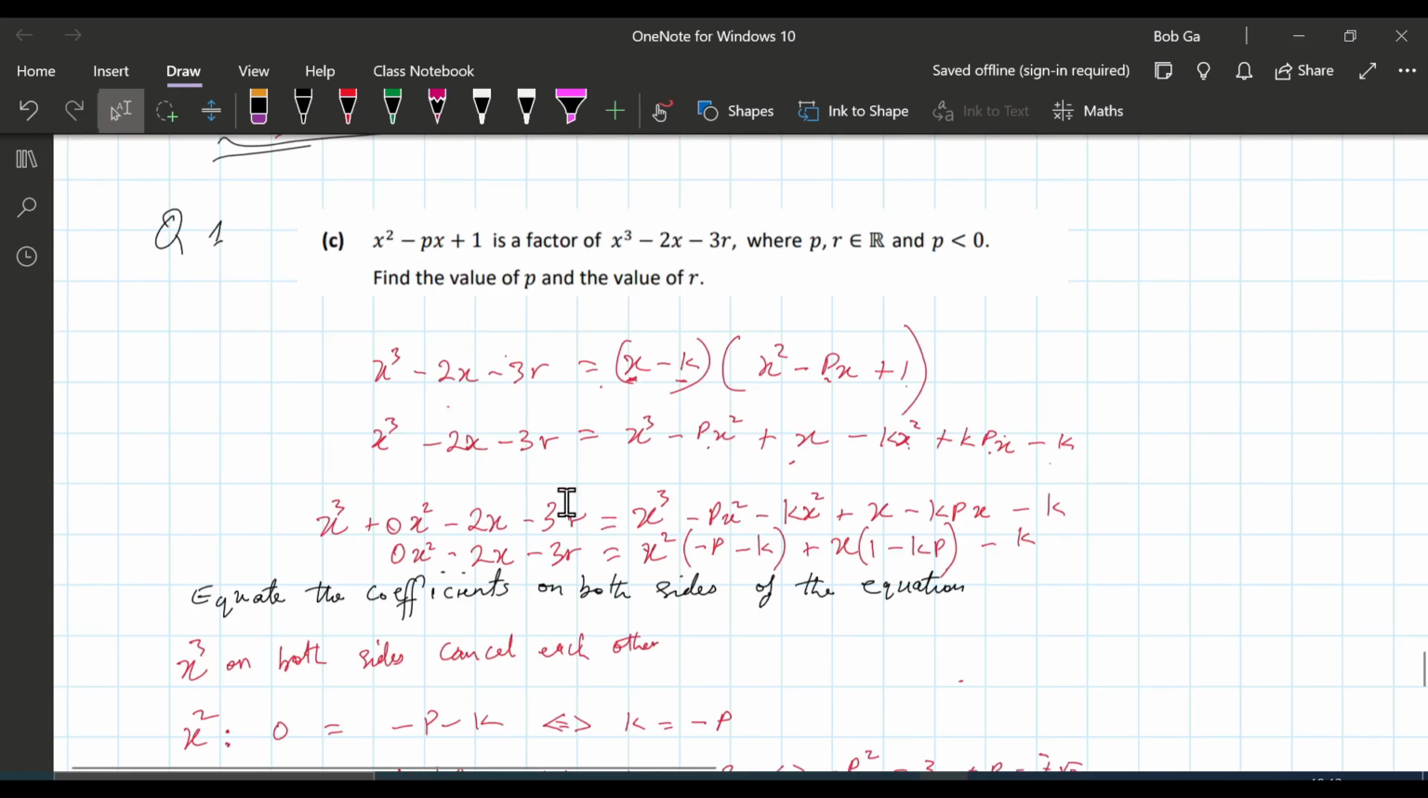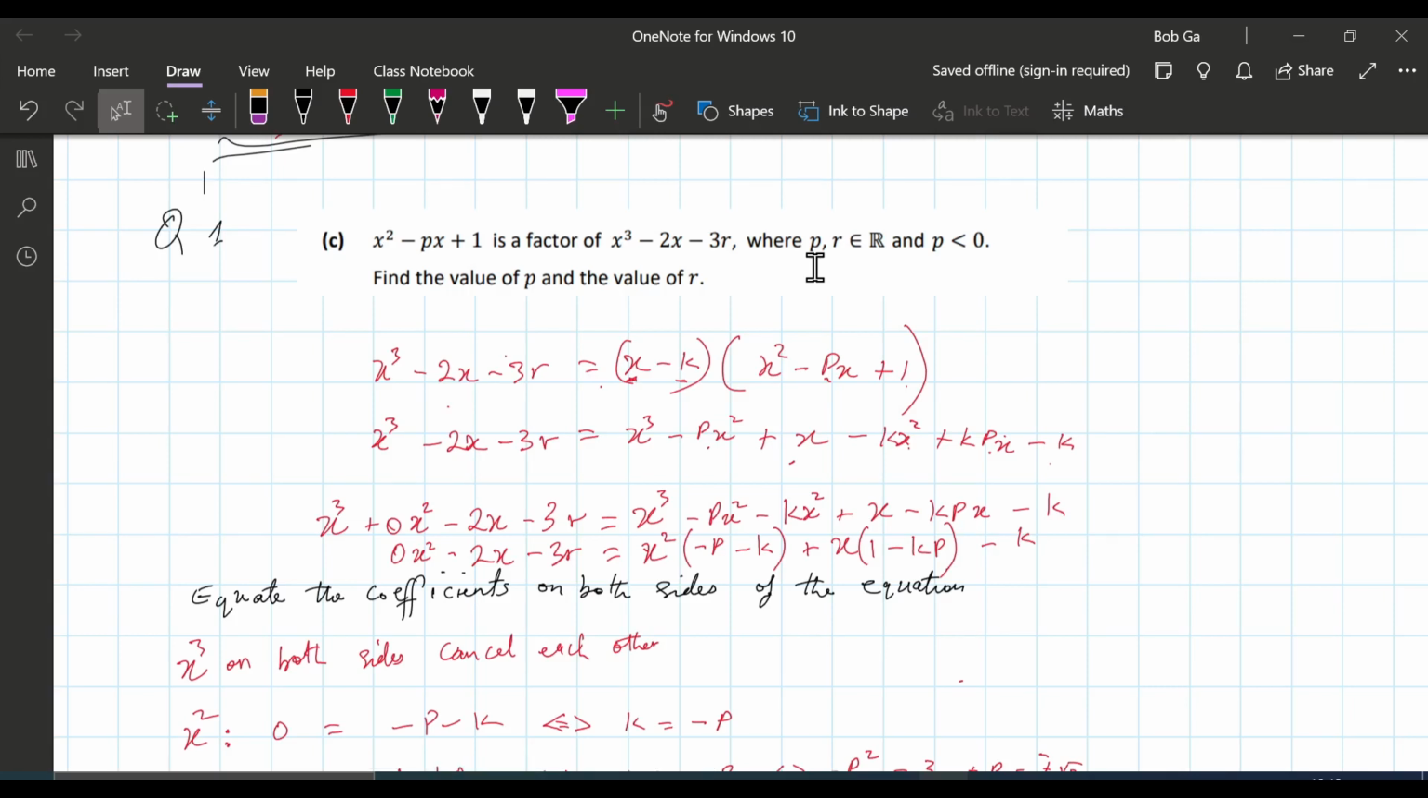Okay, we move over now to 1c. We've done 1a and b, and now this 1c. x squared plus negative p squared plus 1 is a factor of x cubed minus 2x minus 3r, where p and r are rational numbers, and p is less than 0.